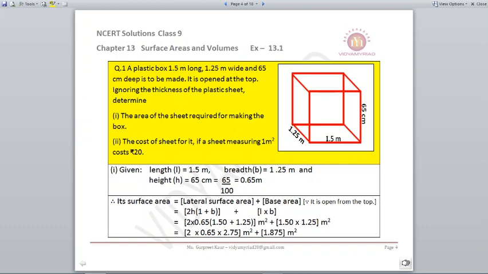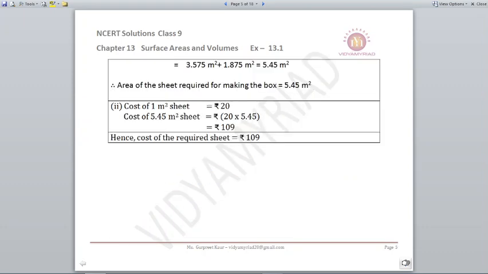Now I have just told you earlier, you can use any formula. Either you can use CSA plus the area you want to add, or TSA minus the part which is not included. Now here I have taken the CSA formula, lateral surface area plus the base area. It is told that it is open from the top, so I have added the base area. Put the values in the formula and you will get your answer as 5.45 meters square. So the area of the sheet required for making the box is 5.45 meters square.